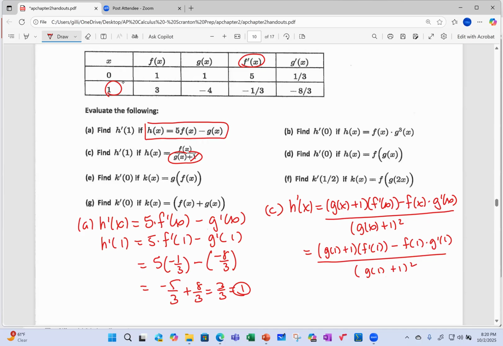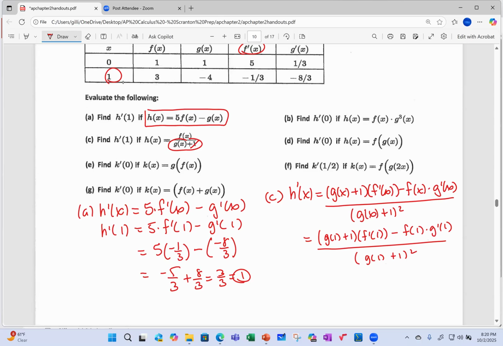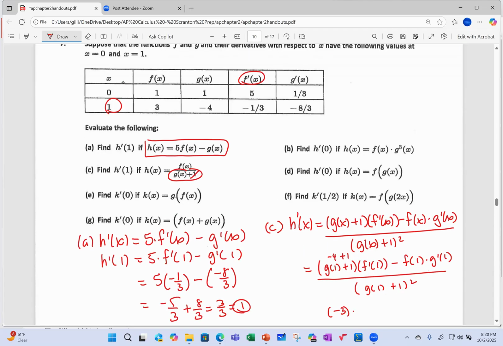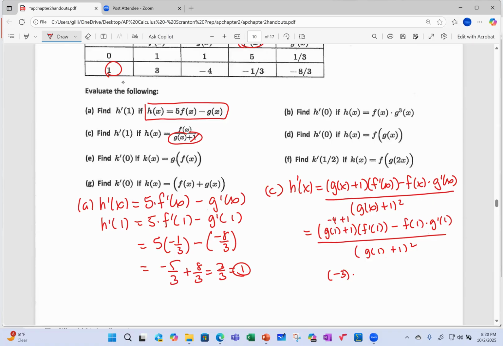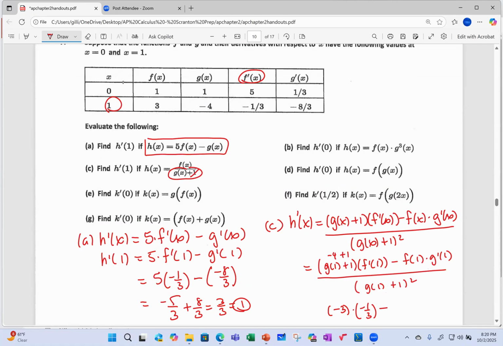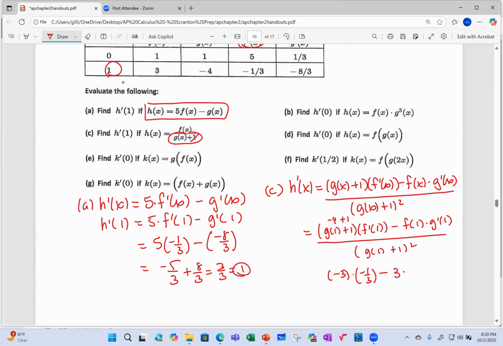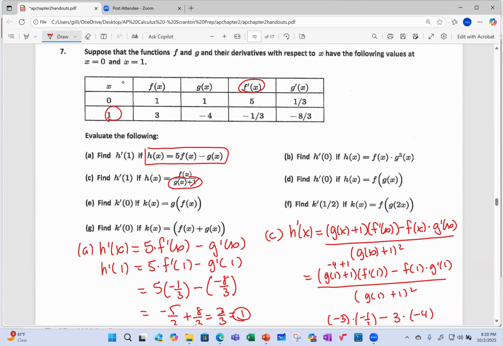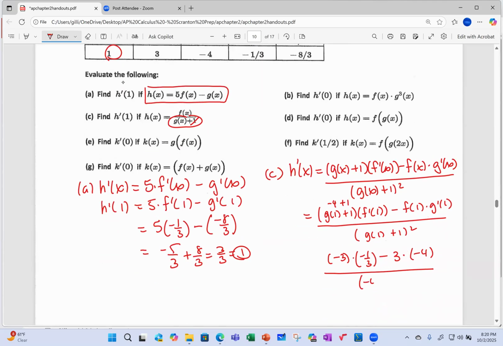All right, so g at 1 is negative 4. So negative 4 plus 1 is negative 3. Well, f prime at 1 is negative 1/3, and f at 1 is 3. And g prime at 1 is negative 4, and g at 1 is negative 4 plus 1.